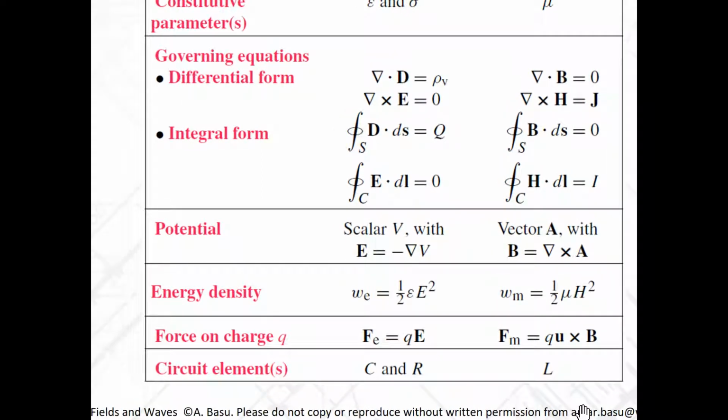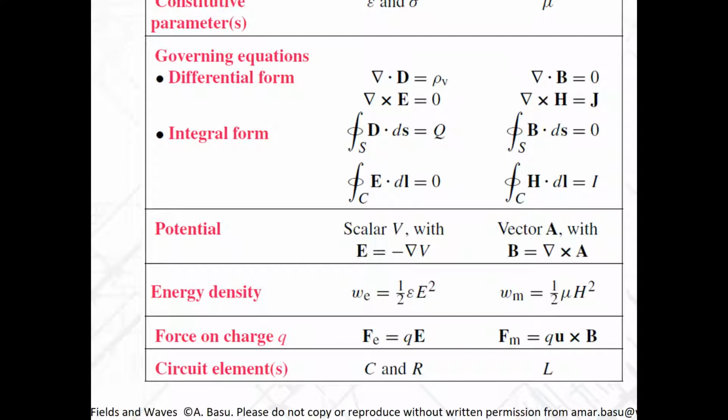Forces. The force on a charge is equal to Q times E. This is the electrical force. And in this module, we're going to learn that there's a magnetic force, and that magnetic force is equal to Q times u cross B. This is what we're going to be spending time talking about next.